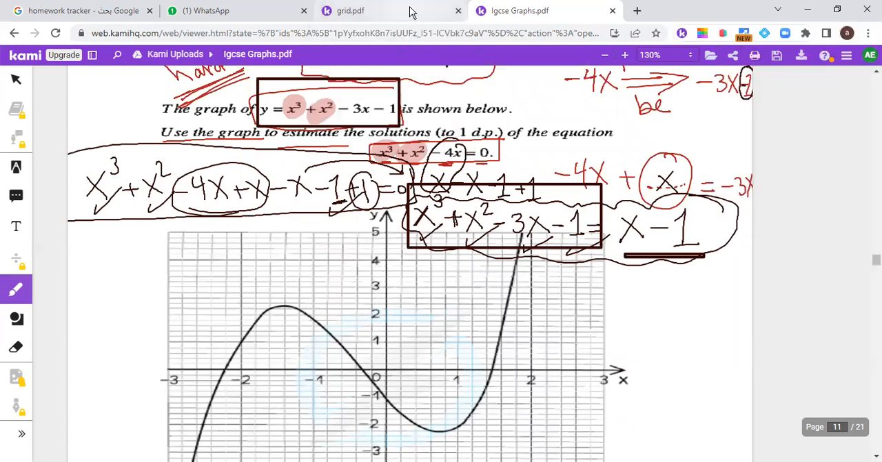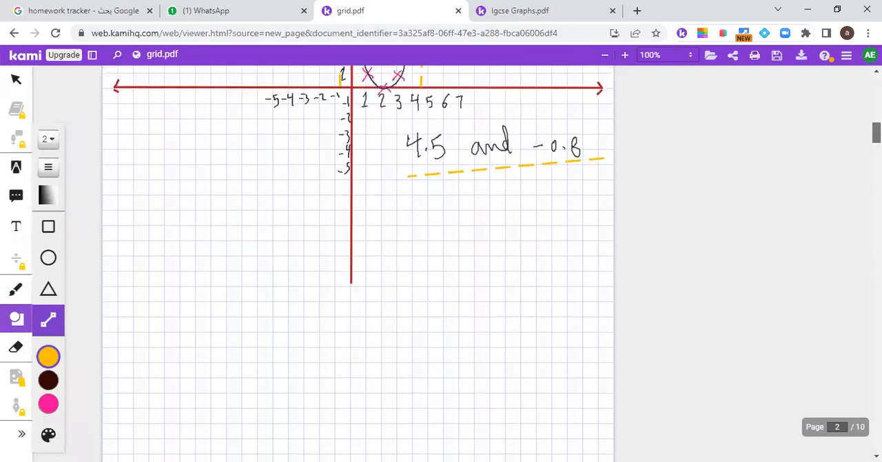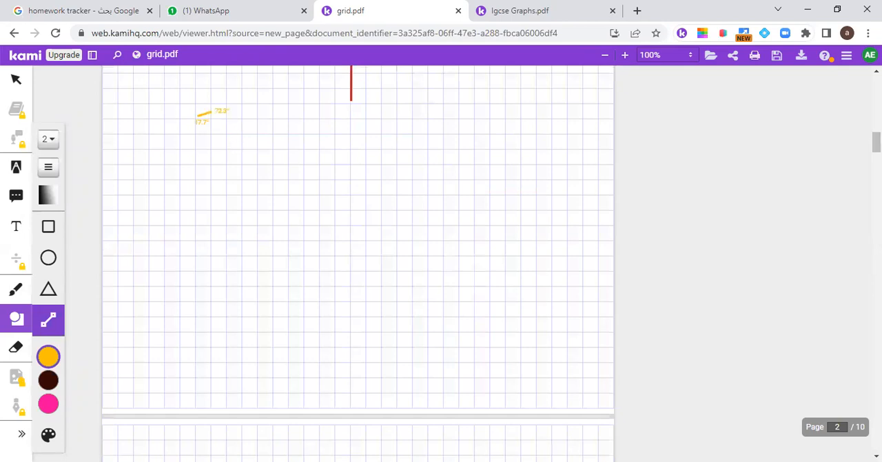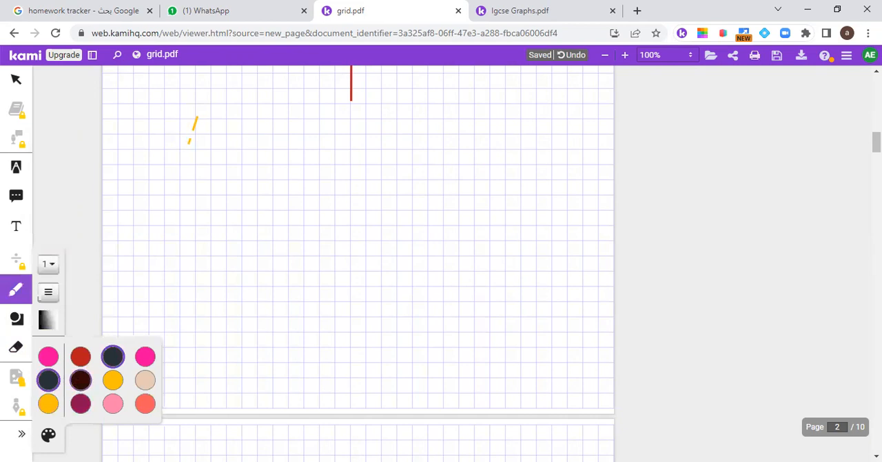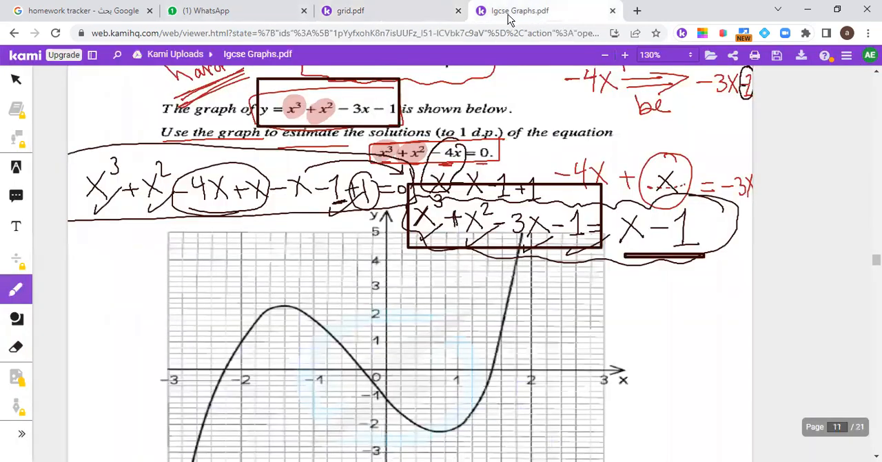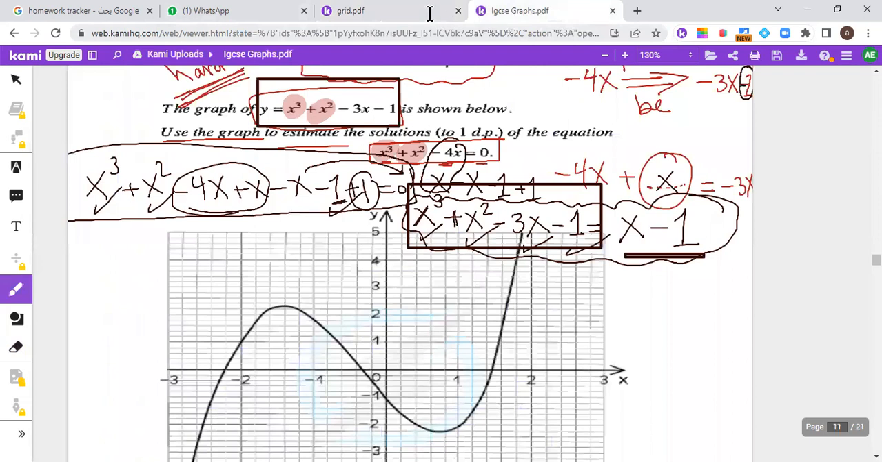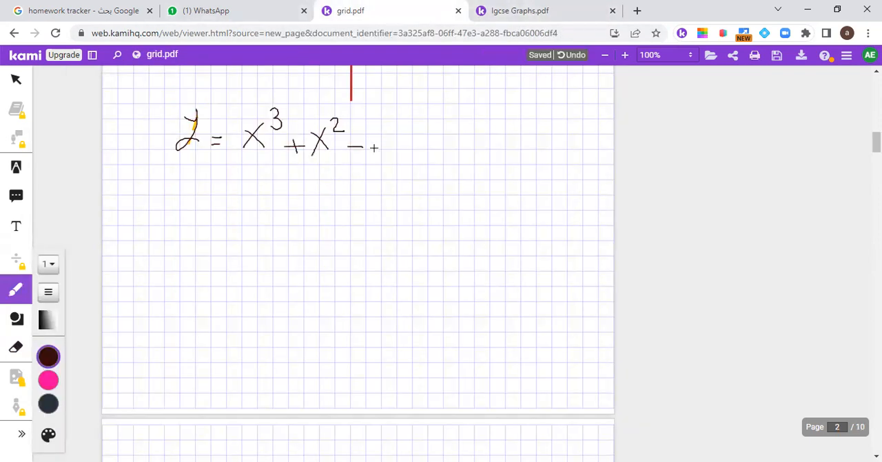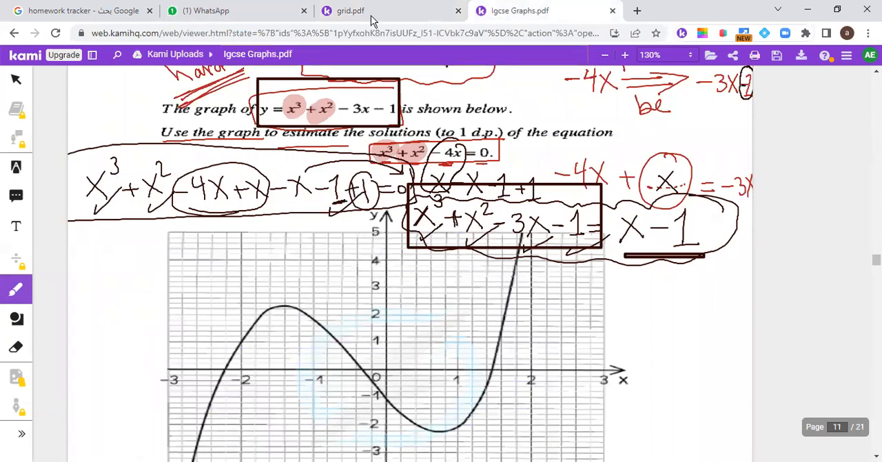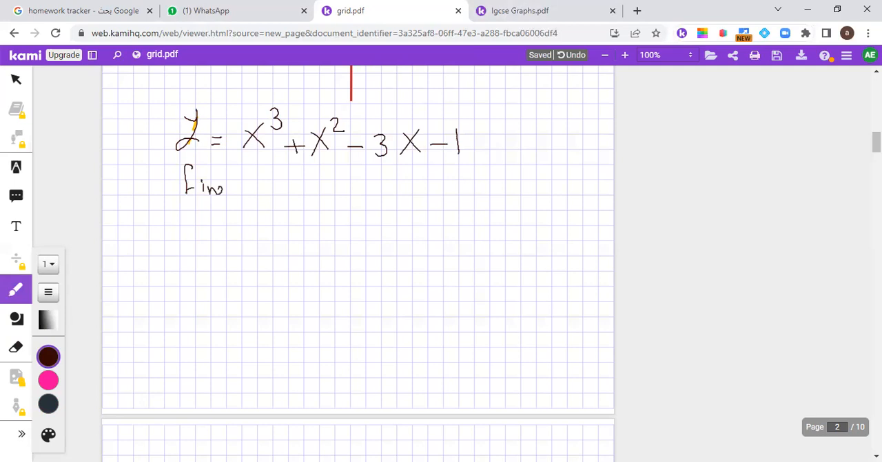The graph is y equals x^3 plus x^2 minus 3x minus 1, and then find the solution of x^3 plus x^2 minus 4x. Yes?